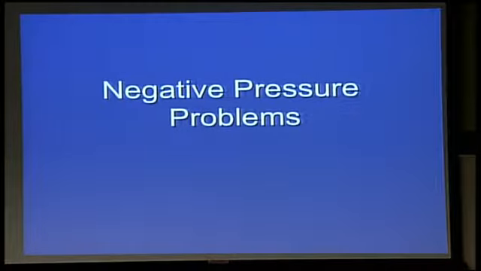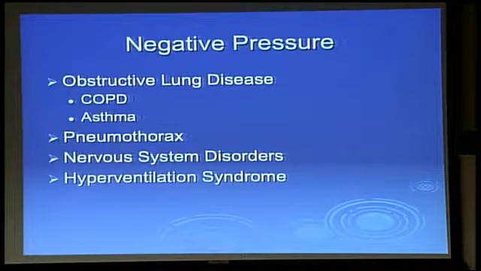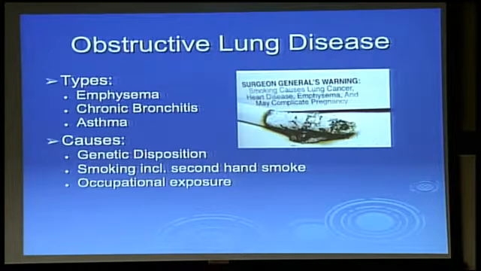Now, we're going to move on to negative pressure problems. So these are obstructive lung diseases like COPD and asthma, pneumothorax, where you can't generate the negative pressure because the lung is no longer adherent to the chest wall, problems with the nervous system, and then we're also going to talk about hyperventilation here, where the essential problem is that you're generating tons of negative pressure. So obstructive lung disease, emphysema, chronic bronchitis that make up COPD, and then asthma. There's a genetic disposition to many of these things.